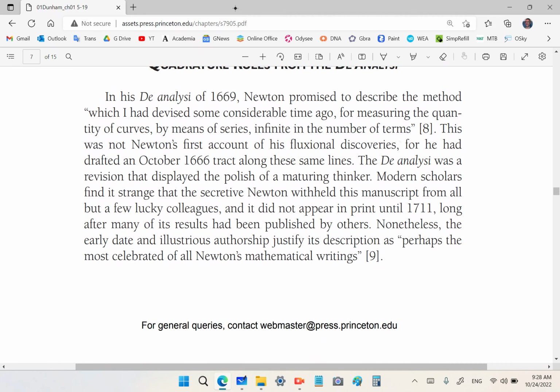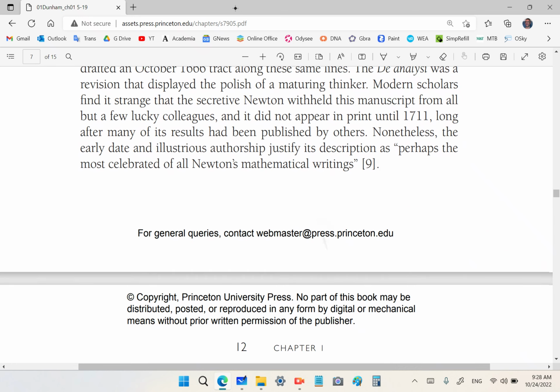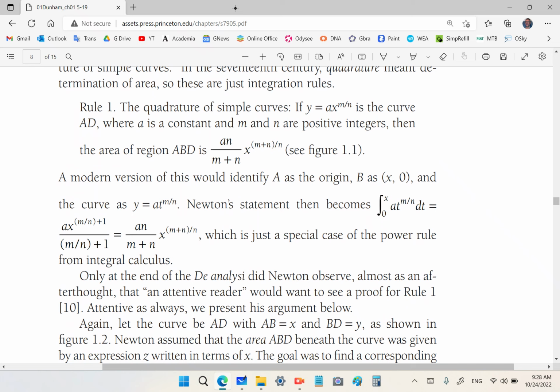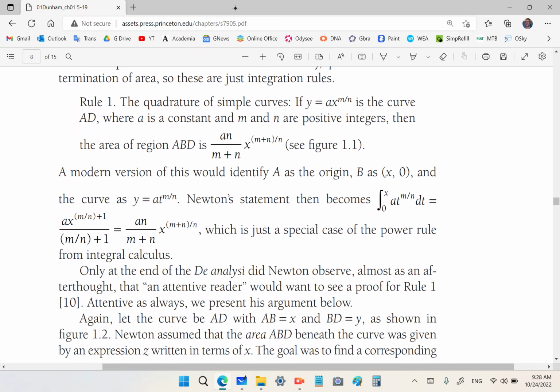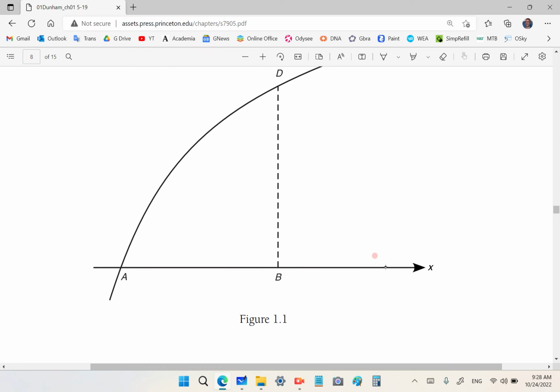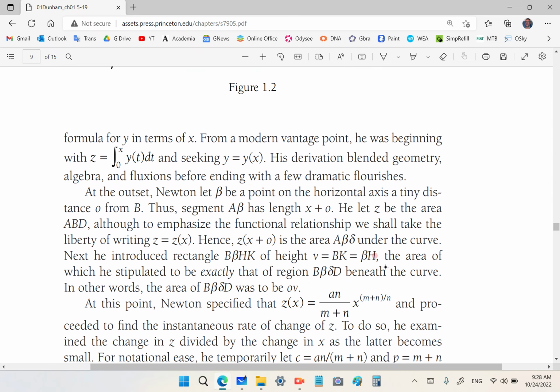Now this particular document that you see in front of you was written by Professor William Dunham. He's an idiot, but that's beside the point, where he talks about how wonderful and great and unbelievable Newton was. And he goes about using language like: only at the end of De Analysi did Newton observe, almost as an afterthought, that an attentive reader would want to see a proof for Rule 1. And that's one of the terms that he uses. Of course, he's thinking about himself and projecting his stupidity onto others.